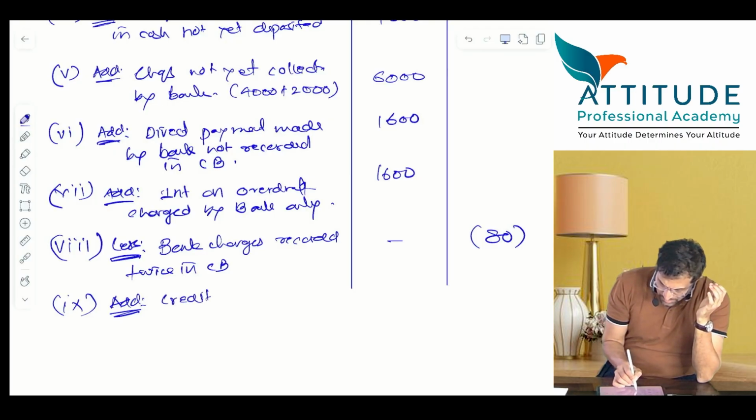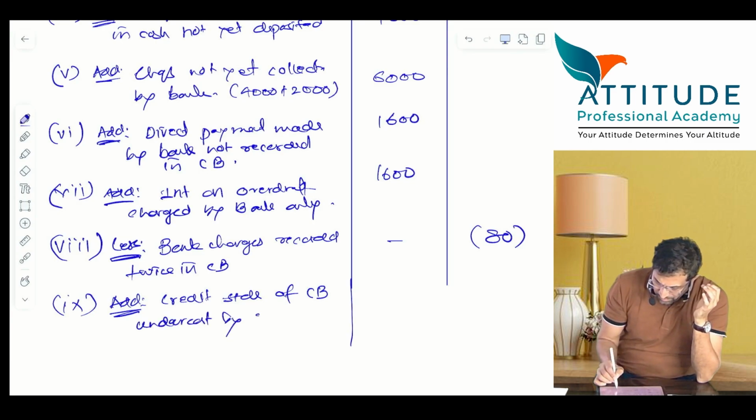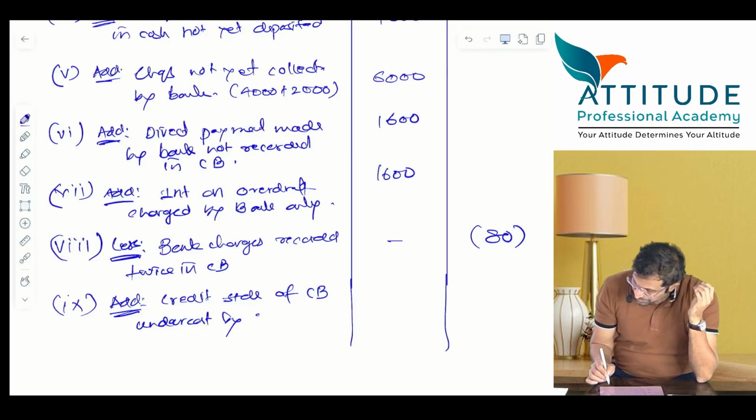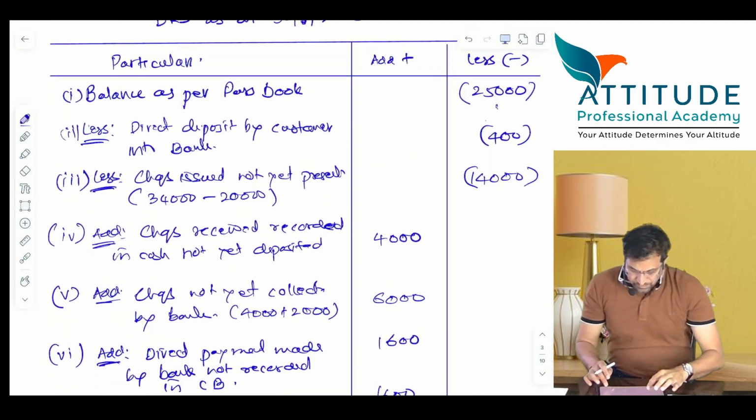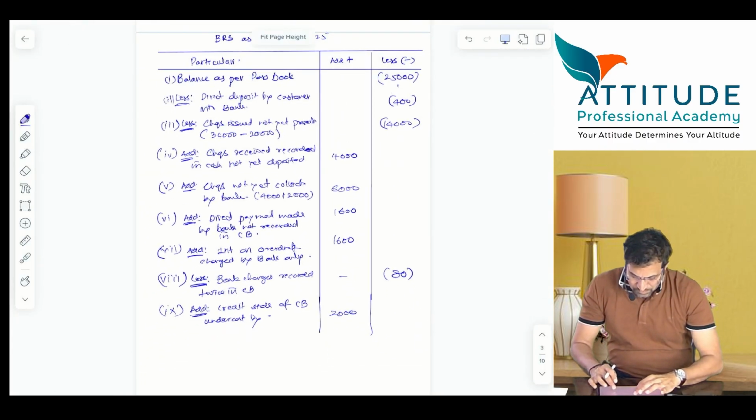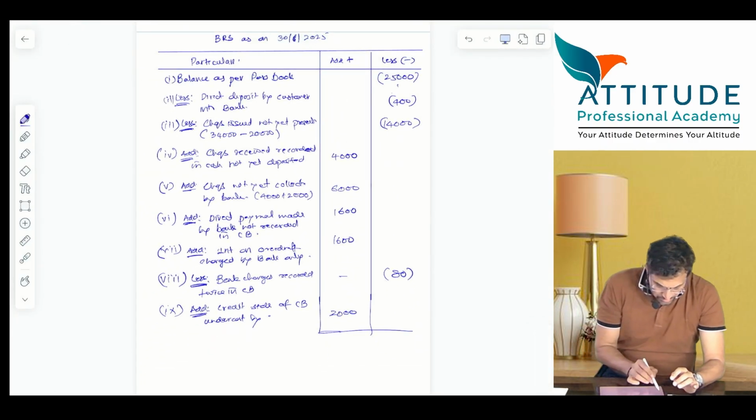Credit side of cash book undercast by 2000. Add. Now do one thing. Total matter na? Oh, leave some space.